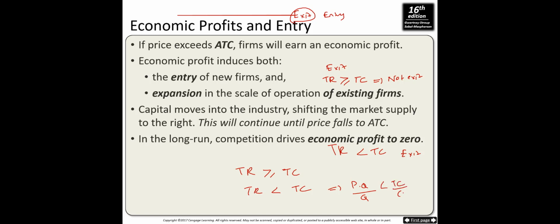And total cost divided by Q. So we divided by Q both sides. And now if you do that, you'll find out that price should be less than average total cost for you to exit. And another important point that I want to mention here, in the long run, economic profits are zero.